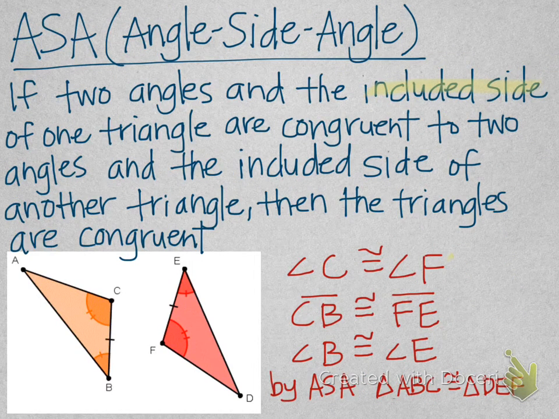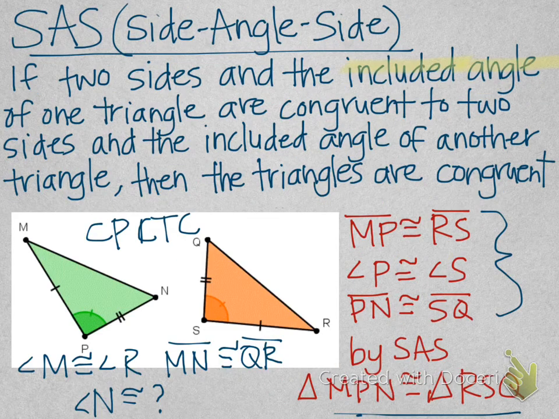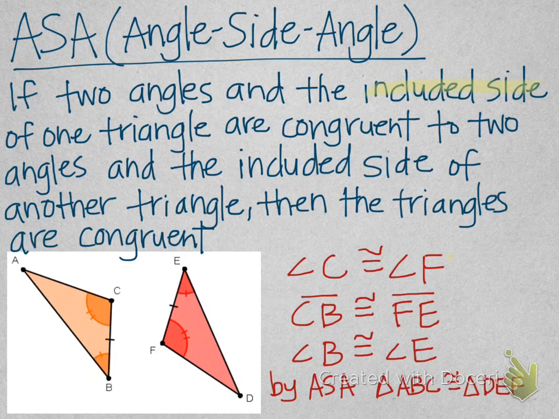Okay, so now we get to angle, side, angle. Just like the last one where we had side, angle, side, when we have S listed in the middle, the side needs to be the included side, in between the two angles. So if two angles and the included side of one triangle are congruent to two angles and the included side of another triangle, then the whole triangles are congruent.